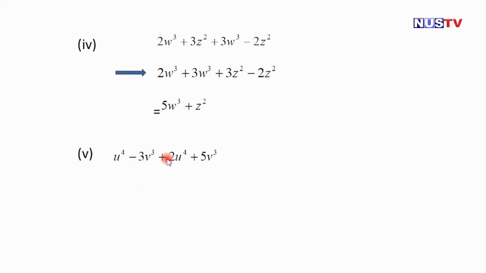u to the power of 4 minus 3v to the power of 3 plus 2u to the power of 4 plus 5v to the power of 3. Note that u to the power of 4 and 2u to the power of 4 are like terms. So when you put them together in the following steps, you get u to the power of 4 plus 2u to the power of 4 minus 3v to the power of 3 plus 5v to the power of 3. Now you can add these like terms, which is 1 plus 2 gives you 3. And negative 3 plus 5 gives you 2. So the answer will be 3u to the power of 4 plus 2v to the power of 3.